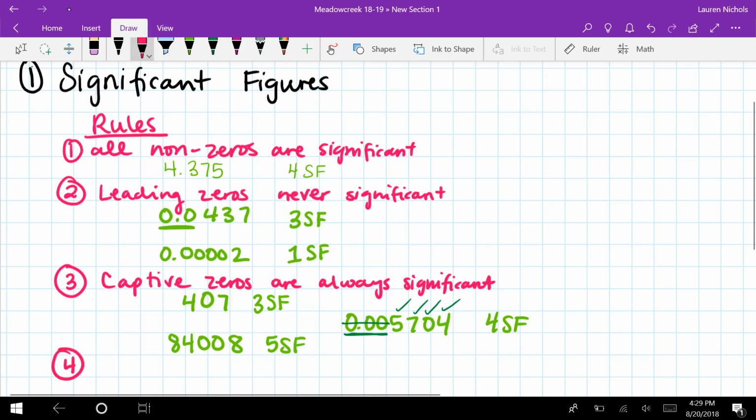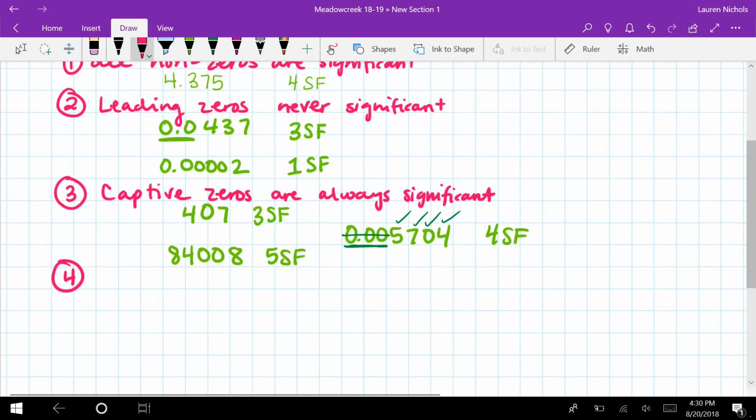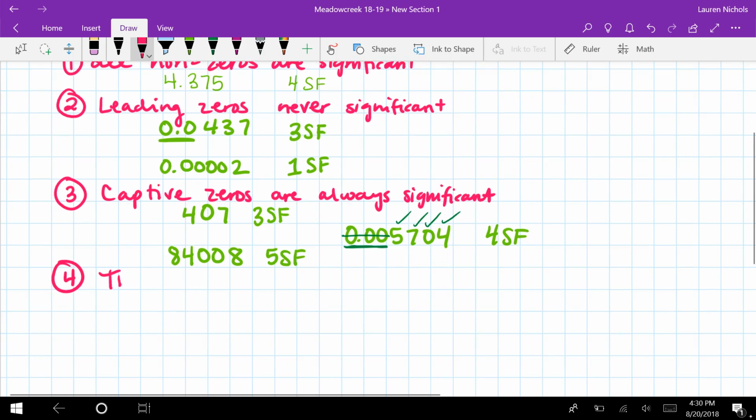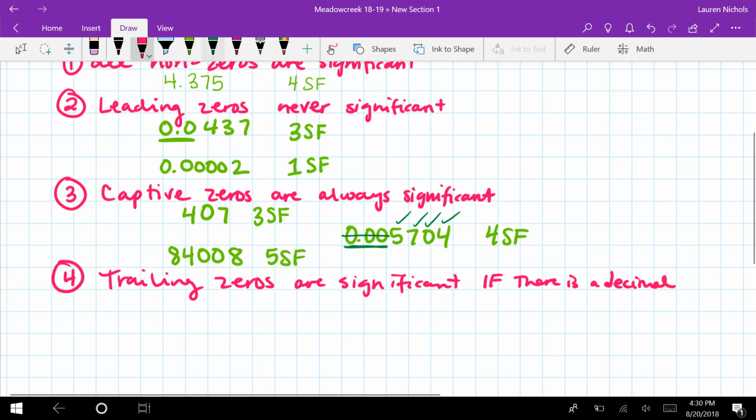And then rule number 4, okay, says that trailing zeros, or zeros that come at the end, are significant only in a certain situation, only if there is a decimal. For example, if I have the number 4,000 like this, there's no decimal, so I only have 1 significant figure. If I have the number 4,000 with a decimal, now all 4 of these numbers are significant.